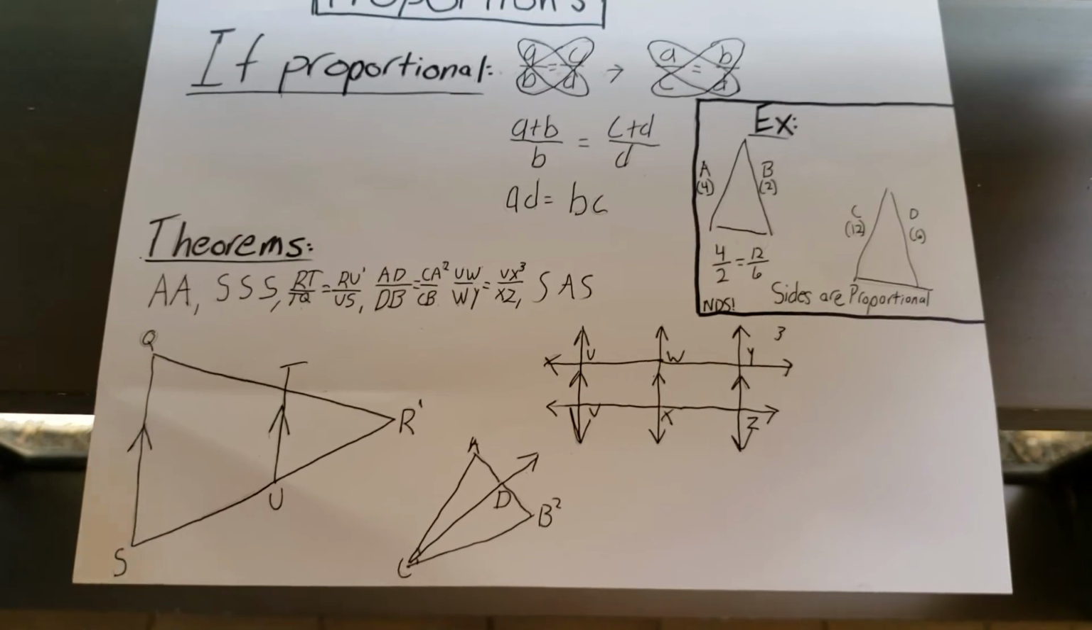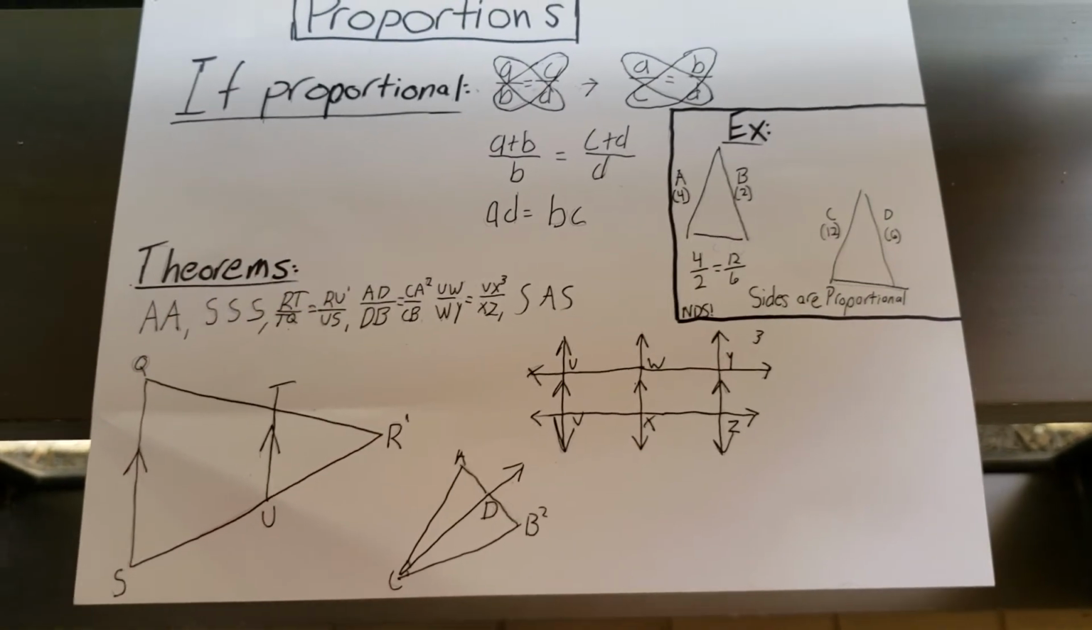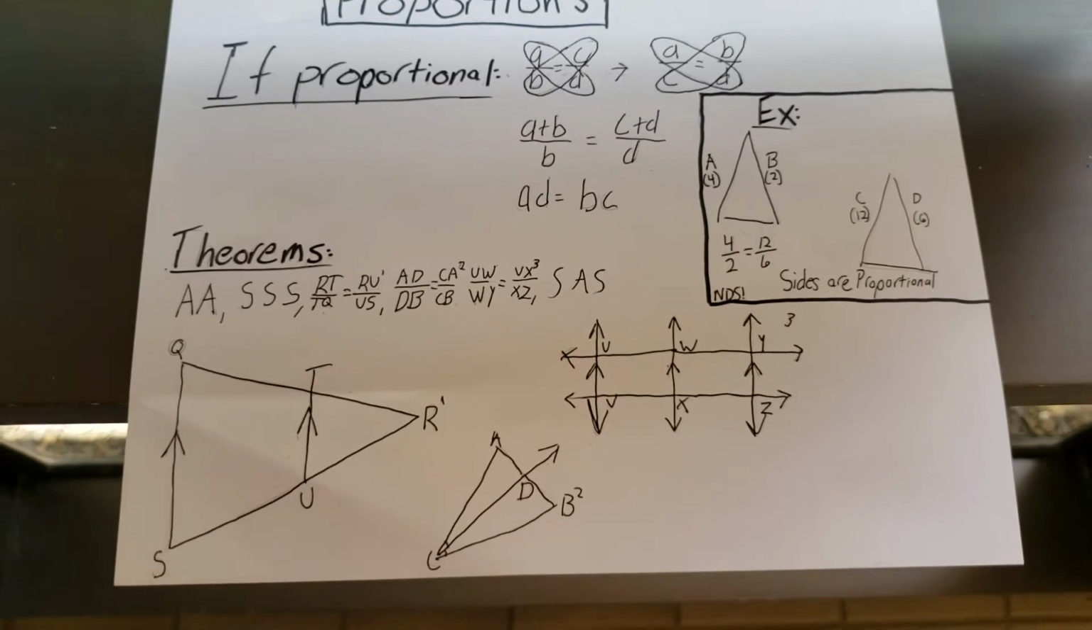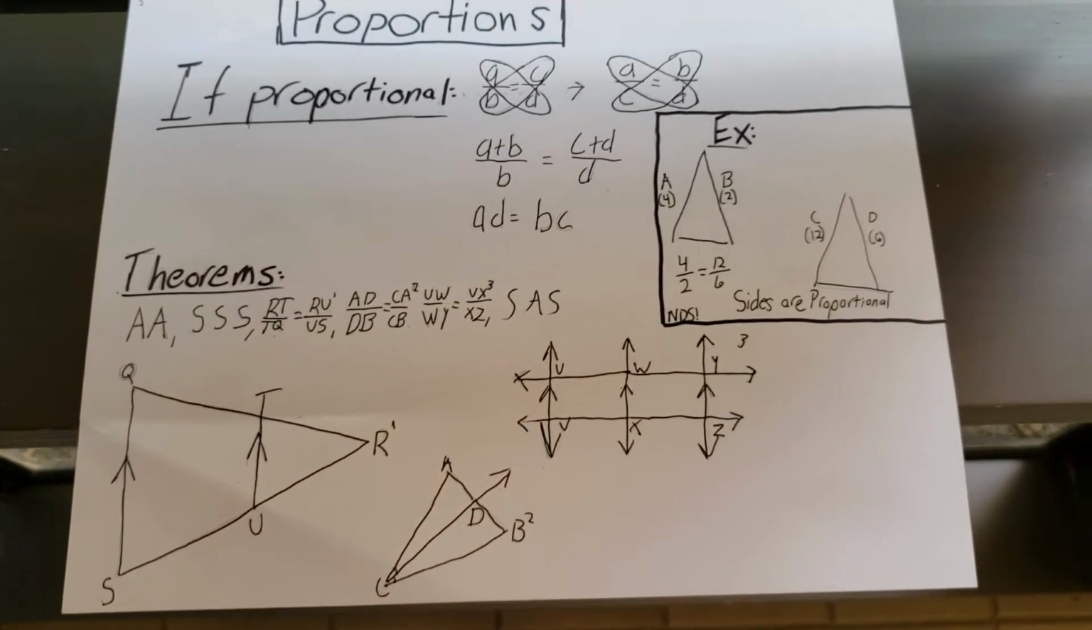First is angle. If both of the triangles have the same angle and are congruent to each other, then we can come to the conclusion that yes, they are proportional.